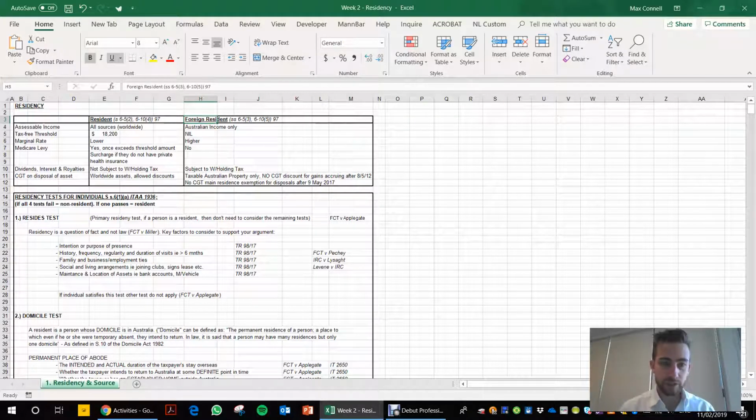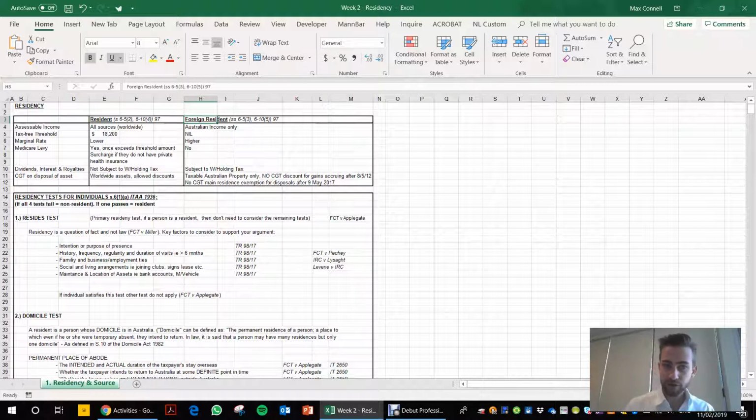The ATO obviously prefers that you are deemed as an Australian tax resident because it casts a wider net upon what they get their hands on in terms of taxing. So, for assessable income, Australian residents are taxed and assessed on all of their worldwide income, not just in Australia. On the other hand, foreign residents are only taxed on what income is earned within Australia.